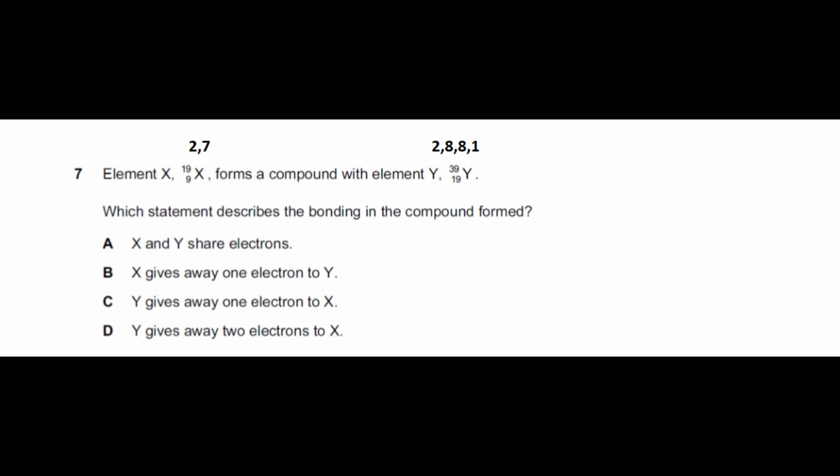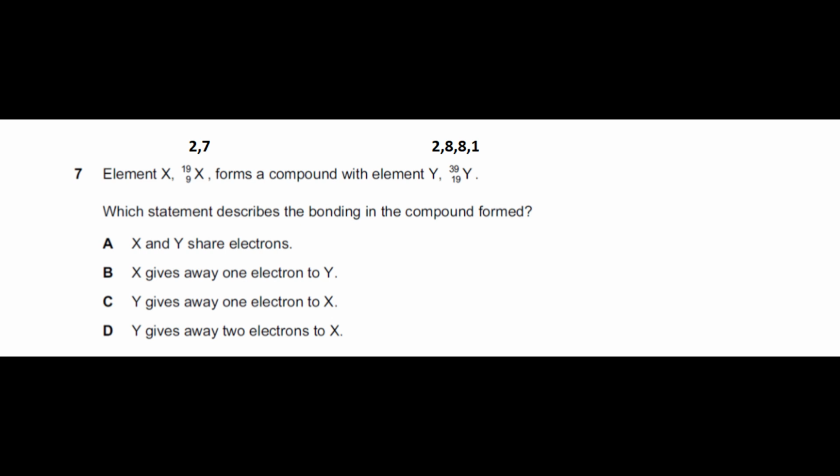It forms an anion because it already has 7 electrons in the outermost shell. So to complete its octet, it requires 1 more electron, so it will have a -1 charge. And element Y belongs to the first group, so it is easier for it to lose its 1 electron in the last shell to have the electronic configuration of a noble gas, which is a stable electronic configuration.